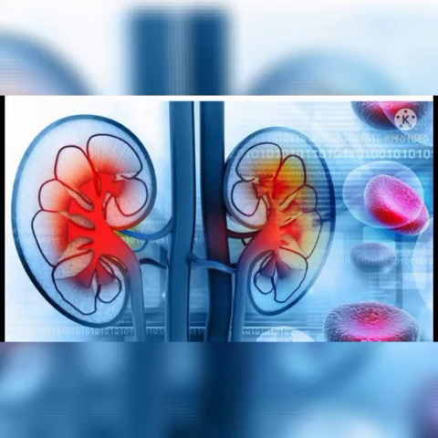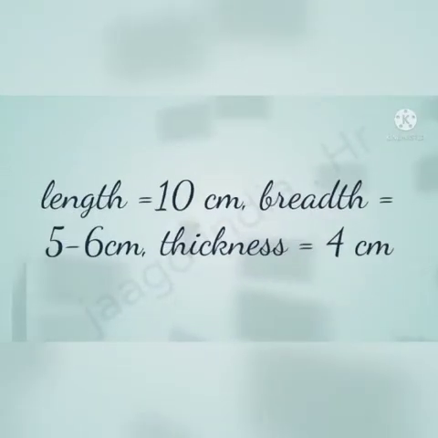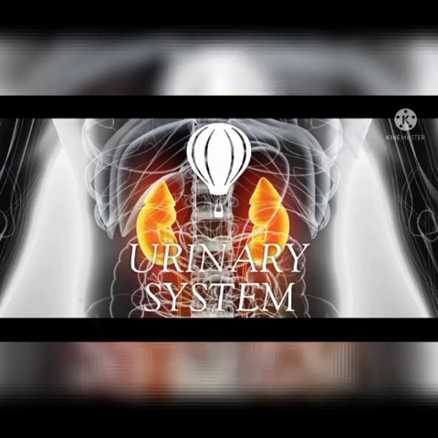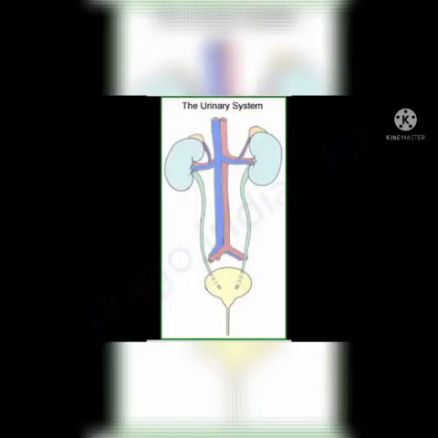Kidneys are a pair of bean-shaped reddish-brown structures. Kidneys are present in the abdominal cavity and are attached to dorsal body wall, one on either side of the backbone. The position of the right kidney is lower than the left kidney due to the presence of liver above. The size of the kidney is 10 centimeters in length, 5 to 6 centimeters in breadth and 4 centimeters in thickness. Now let us label the urinary system and know about the parts of urinary system.